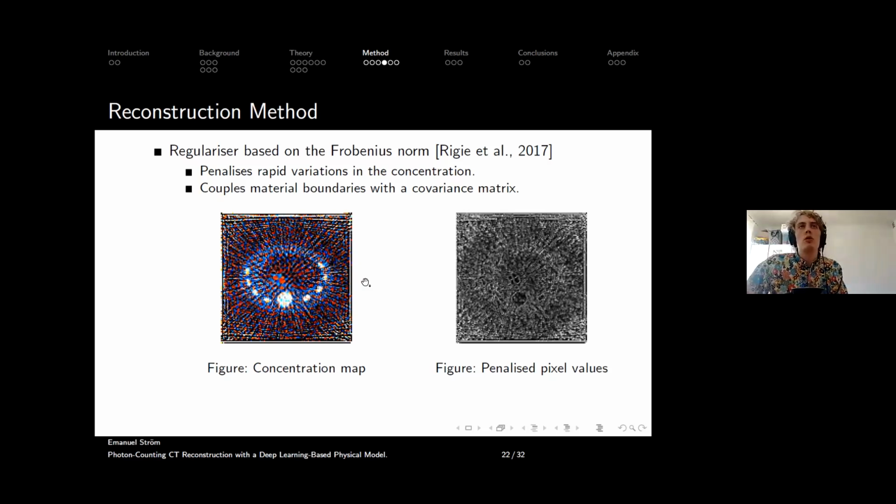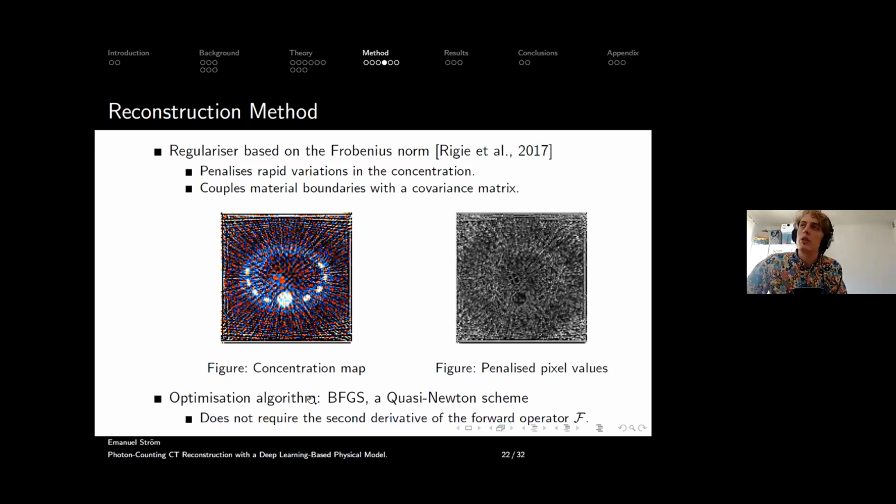And then for the optimization algorithm, we used BFGS, which is a quasi-Newton scheme. And the main point here is that we're using something that does not require the second derivative of the forward operator, because that would mean that we would have to get the second derivative of the neural network, which is not a super simple task.